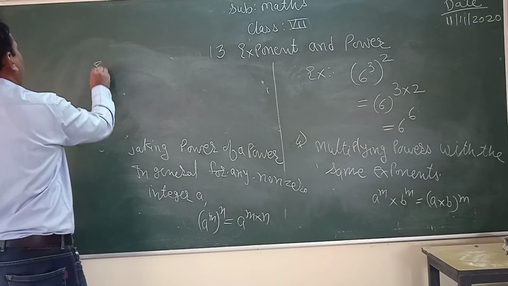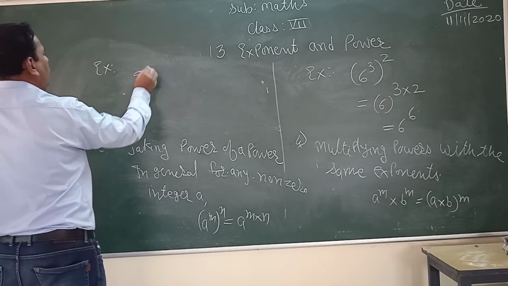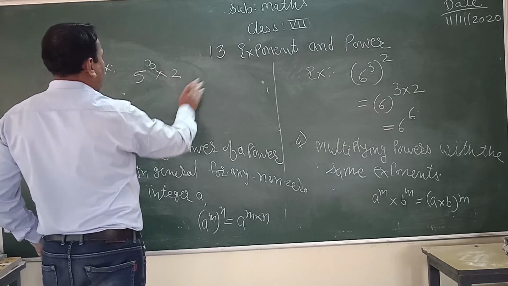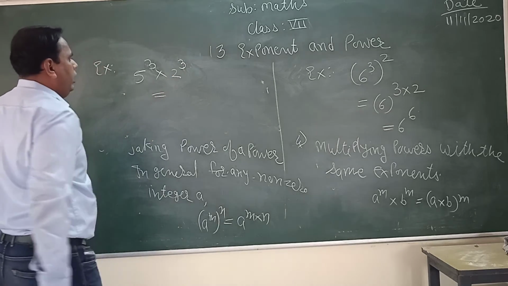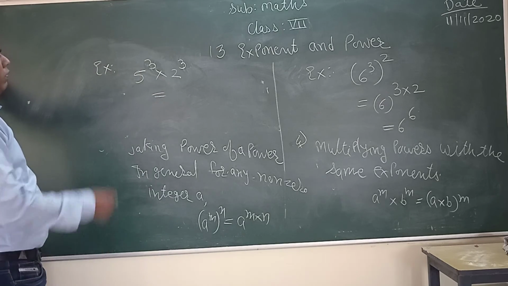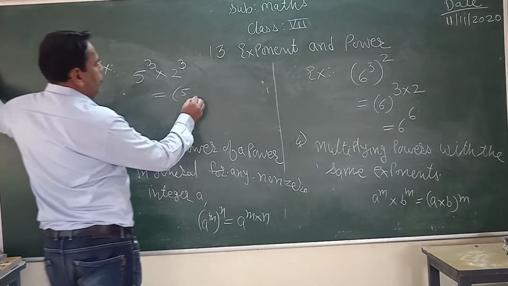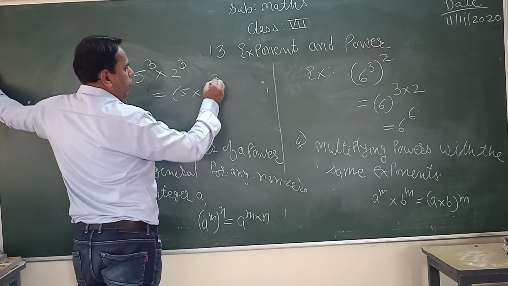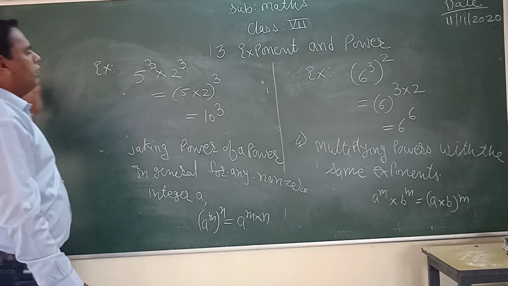We see the example. 5 to the power 3 into 2 to the power 3. Here 5 and 2 are two different bases, and there is only one power, 3. So we use this law here, which means we multiply the bases. 5 into 2, bracket, to the power 3, and 5 twos are 10, which means 10 to the power 3. This is our answer.